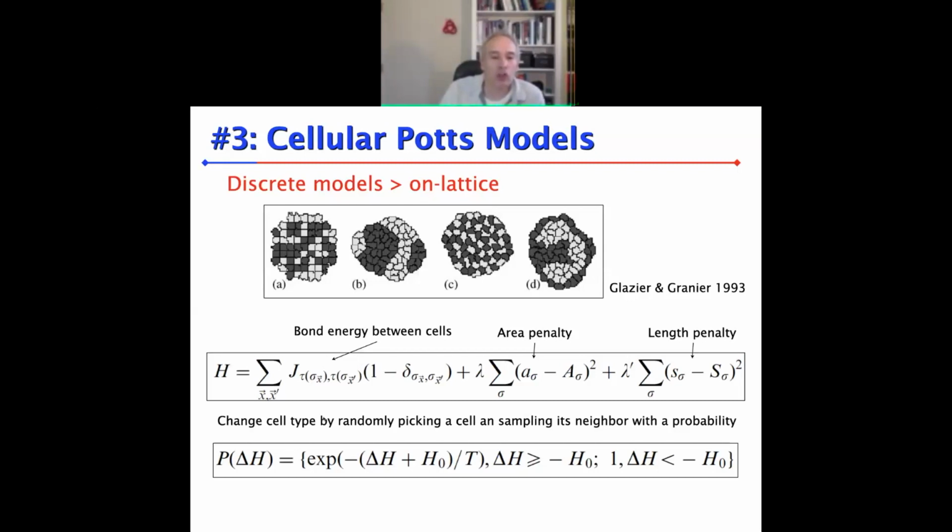So you change a cell type by randomly picking a cell and sampling its neighbor with a probability that depends on the energy change with a certain level. And so what happens is that if you want to describe growth, it will be contained in the term that describes the penalty in area. If you change the area, that means the cell is more likely to be in a state that is larger.